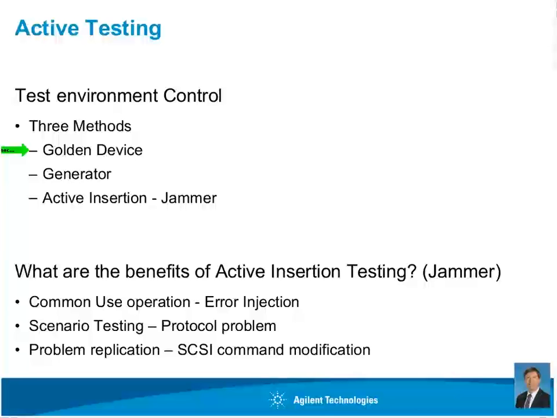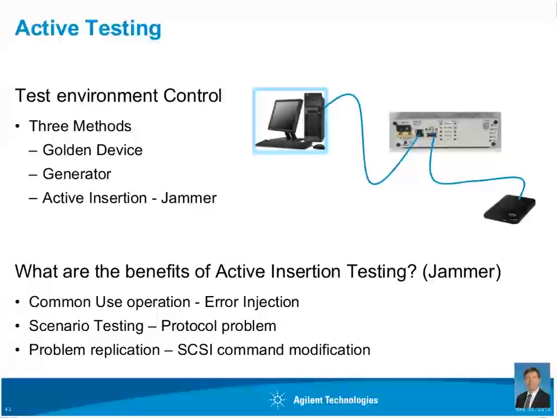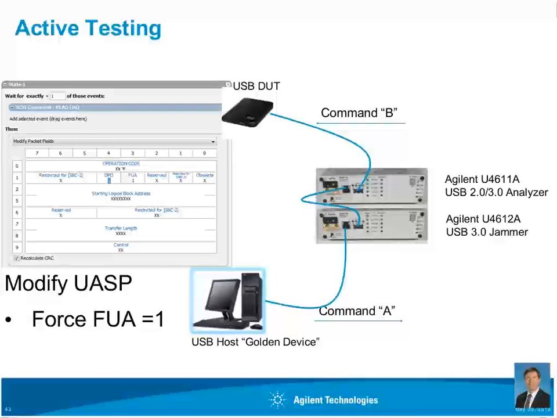Some of the key benefits are being able to do error injection of common errors, even a 10-bit error, or scenario testing, testing a performance problem across a link, such as what if a link credit is missing, and also problem replication of errors. So with active testing, as you go through these, Command A goes through the device, and we can change it to something totally different as it flows through that communication.